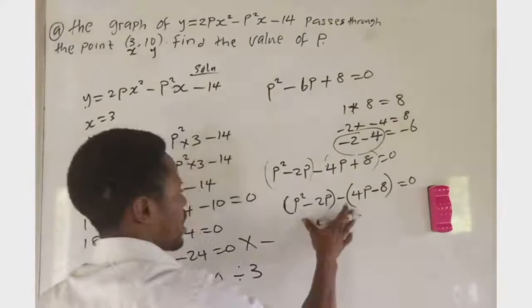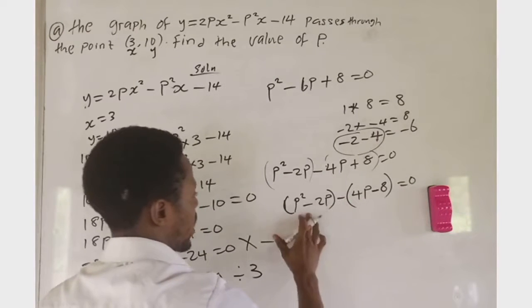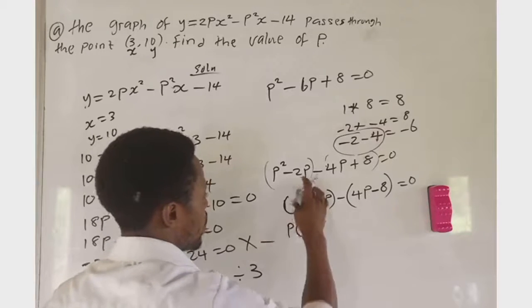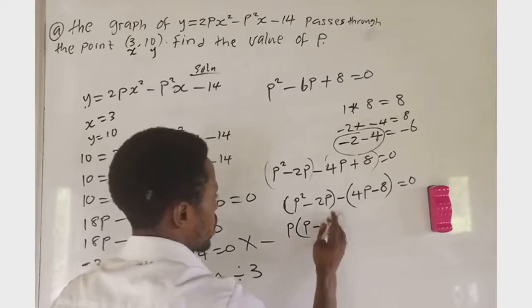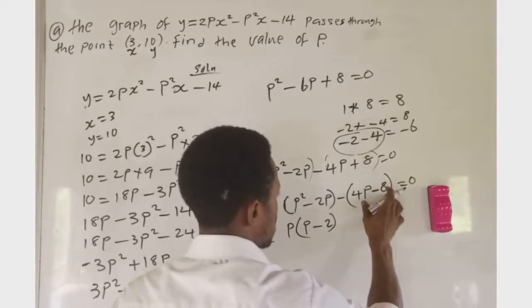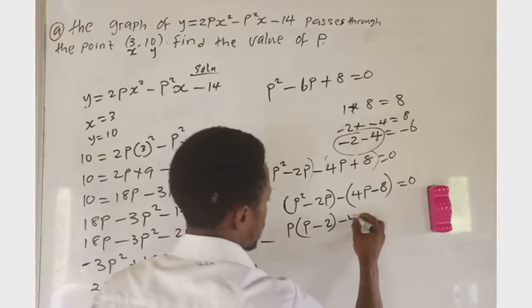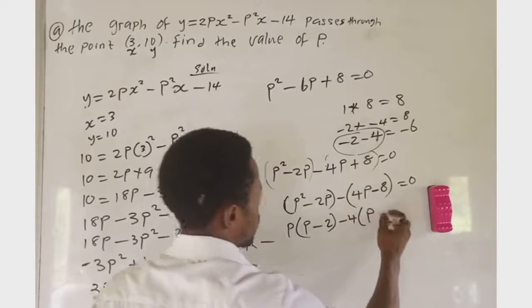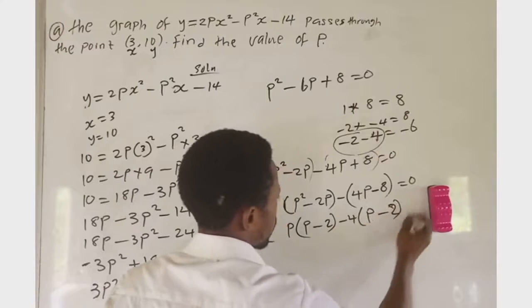So in this place now, let's just take out what is common in this first bracket. p is common in this first bracket, so you have the p outside. p divided by p squared, we have only p. Minus p divided by 2p, we have 2. Close the bracket. In this second place, 4 is common, so you have minus 4 in the bracket. 4 divided by 4p, we have p. 4 divided by 8, you have minus 2. That is equal to 0.